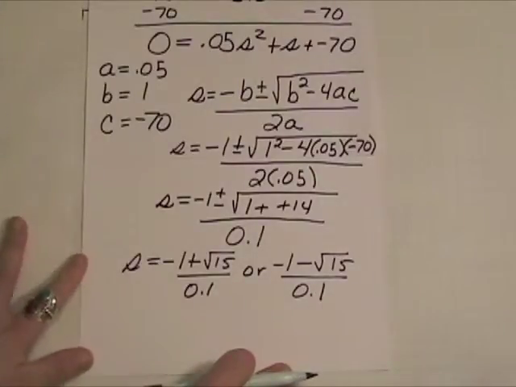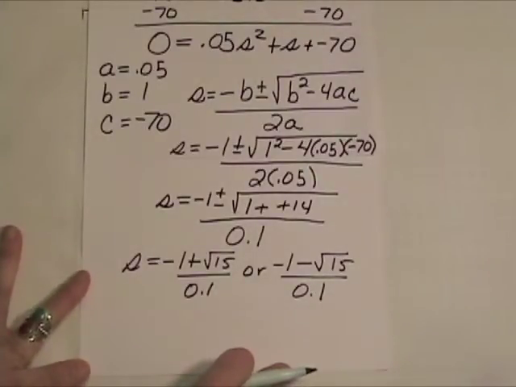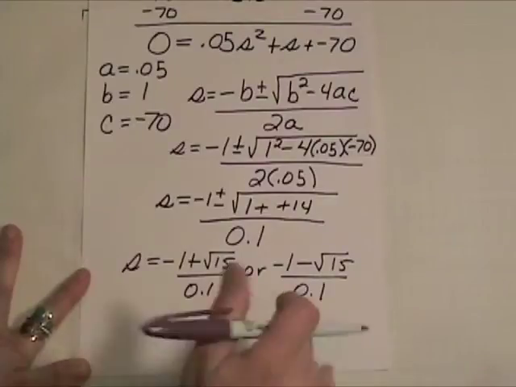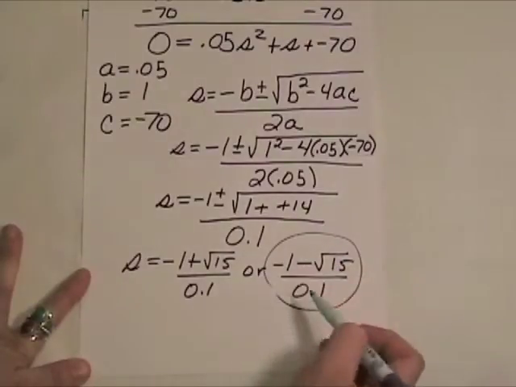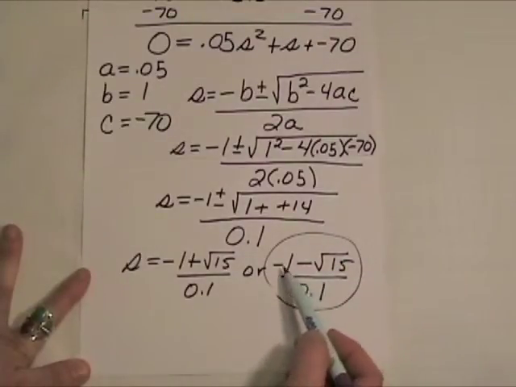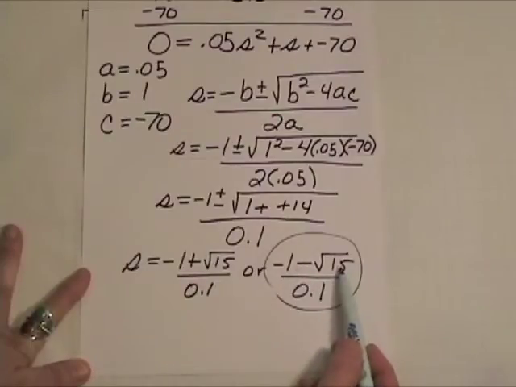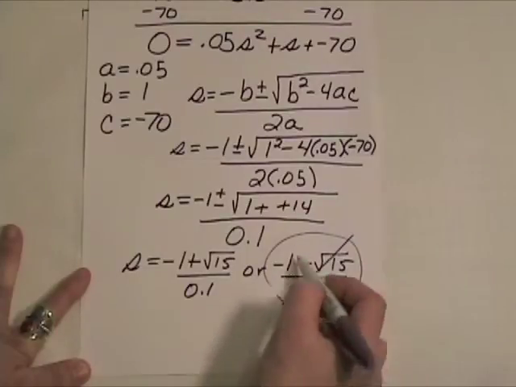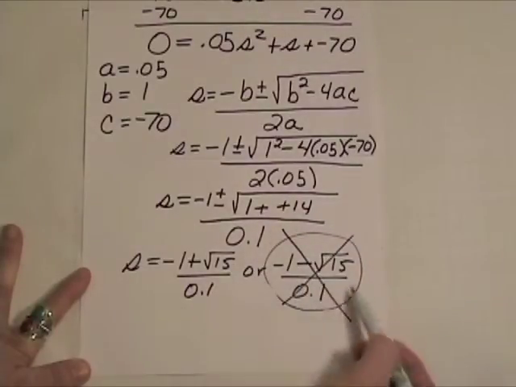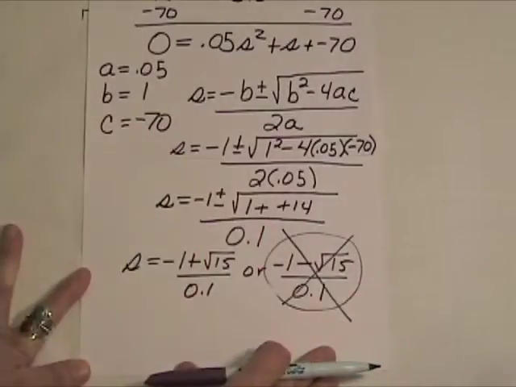Now, in this particular instance, since we're looking for the speed of a vehicle, this answer right here is not going to make sense, because we're going to end up with a negative number divided by a positive number, and that will give us a negative answer, and we're not going to have a negative speed. So this answer will be out of the running.